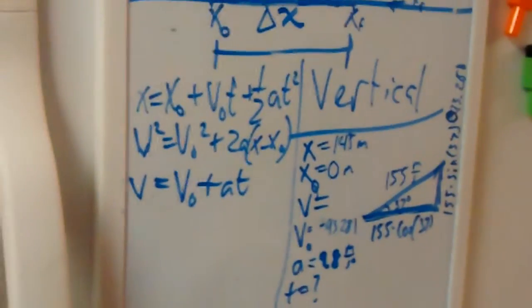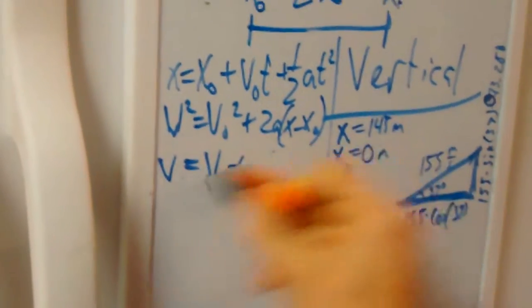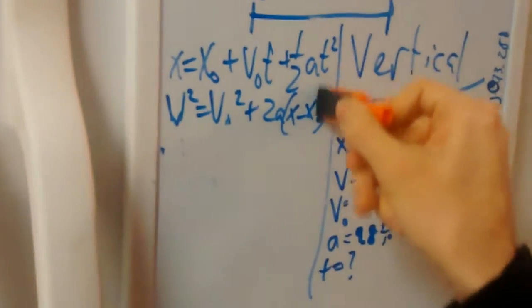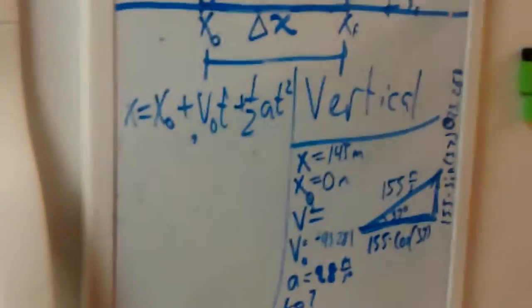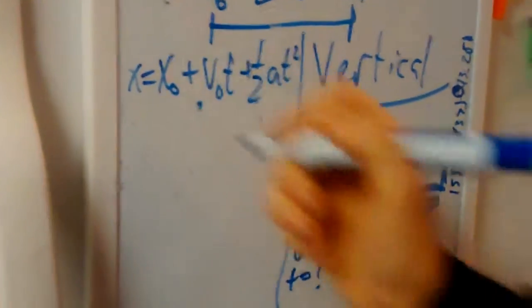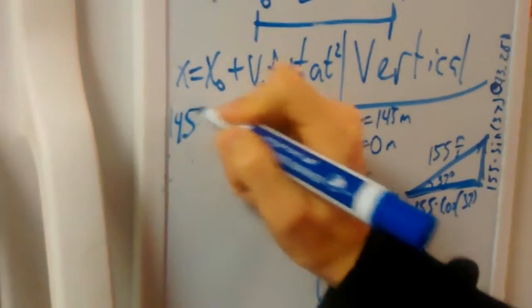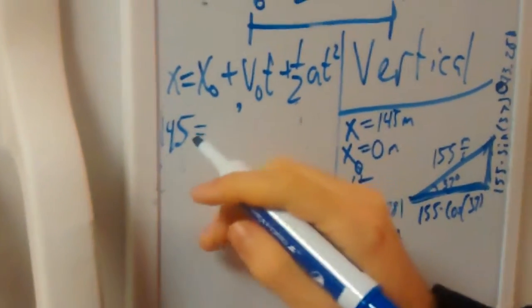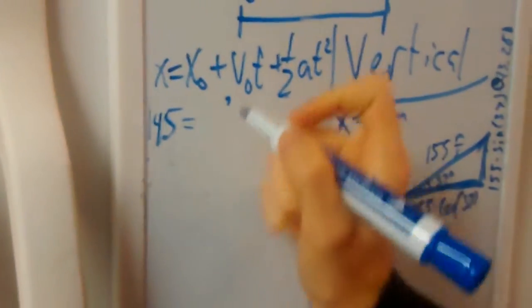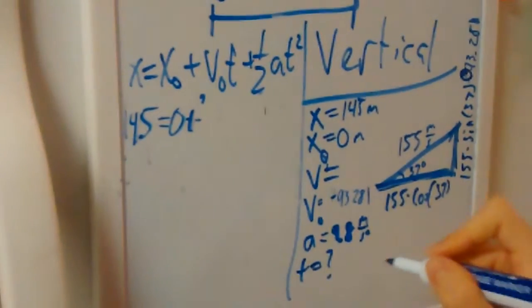So plugging in what we have for t, I can erase these 2 because we don't need them. We might need them for later equations. We don't know yet. So let's see what we have and see what we know. For x, we have 145 meters. Since everything is in SI units, I'm not going to put units on. You'll know that's 145 meters. 145 equals 0 plus v naught times t.